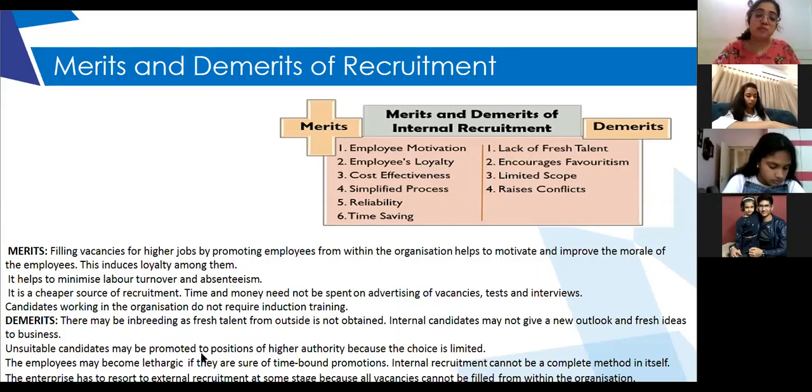Unsuitable candidates may be promoted to positions of higher authority, because the choice is limited. Sometimes you don't have a choice. To fill up the vacancy, you're just going to fill it with any candidate. You have no choice. Employees sometimes become lethargic. If he knows he's only going to get promotion, he might not be competent enough or might not work hard. The enterprise has to resort to external recruitment at some stage because all vacancies cannot be filled from within the organization.